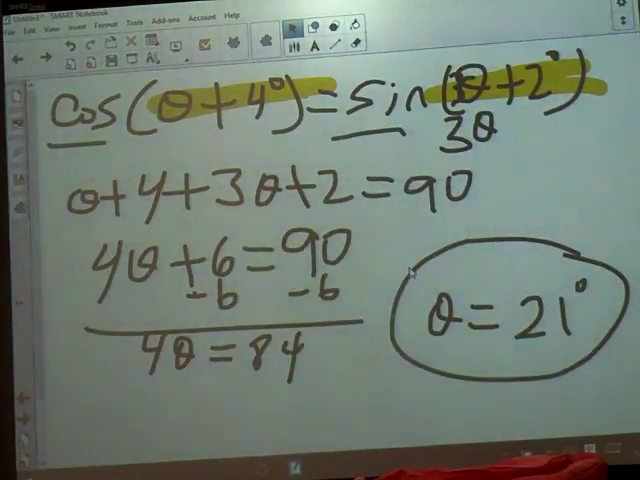So when you have two different trig functions that are cofunction identities, they have to add to 90. Okay, so that'd be a good thing to know. We're going to do one more of those.